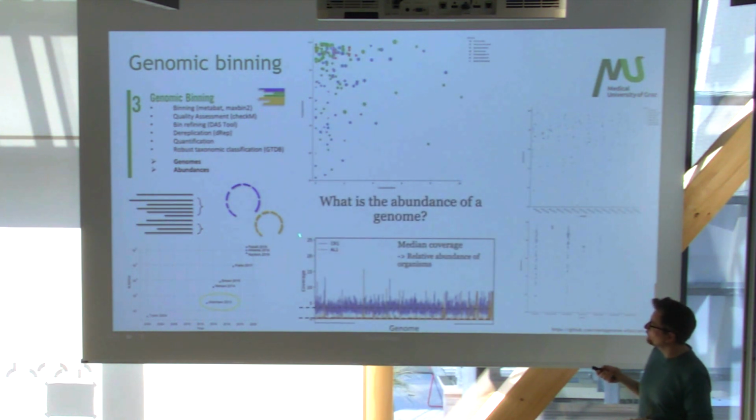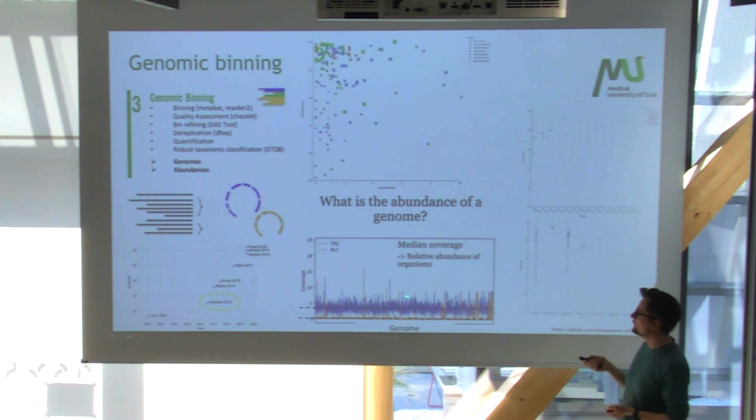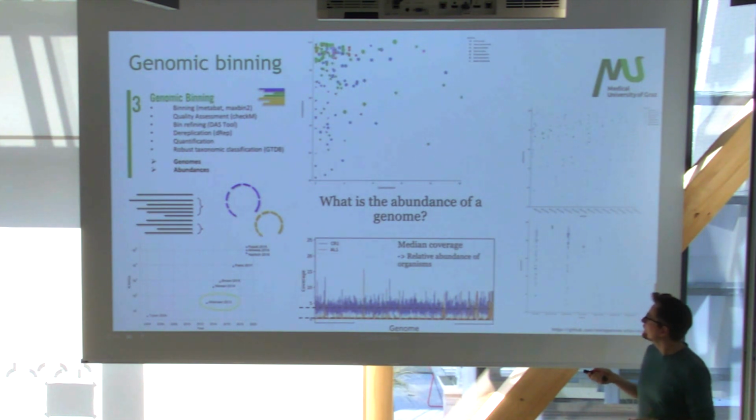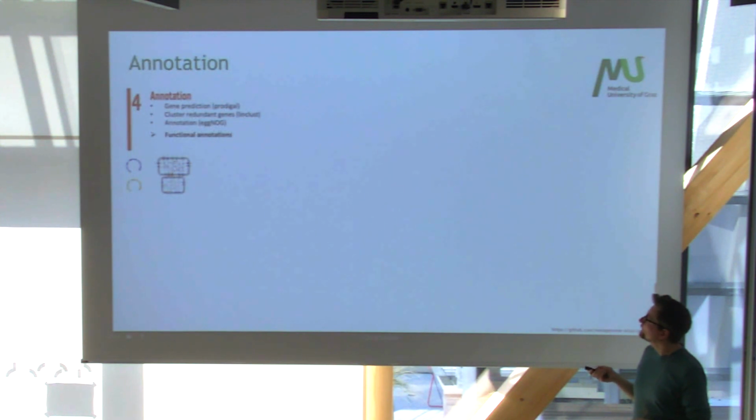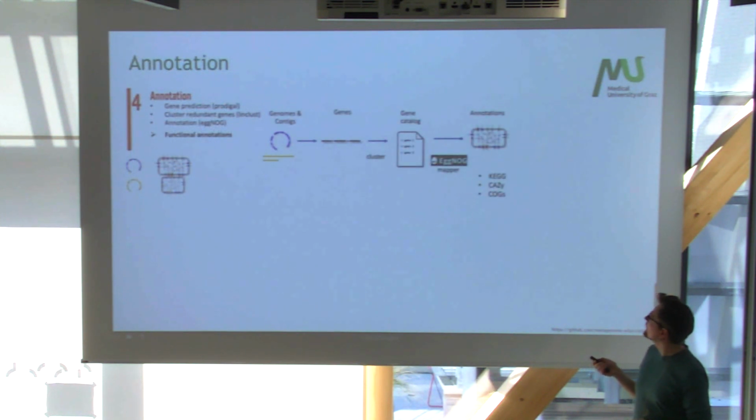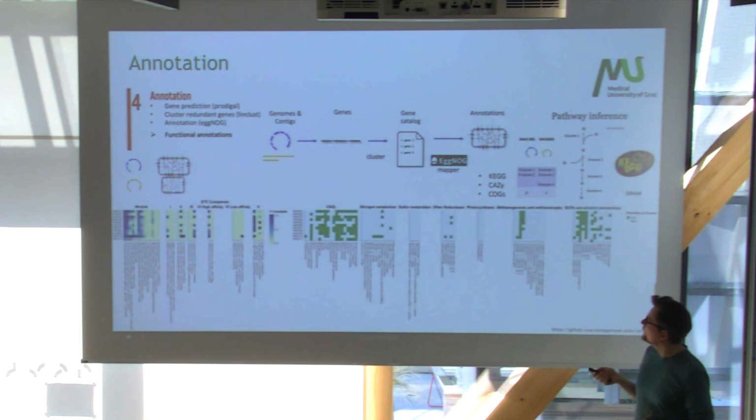Yeah, and then for sure we want to know how often we find this genome in the data set. This is also not that trivial, because you also have to consider that each genome has a different length and so on. So you usually work with median coverages to do that. Then the annotation, so we need to predict genes, we need to predict pathways, and we end up usually with such an overview. So the most important thing is whether pathways are present or absent in a genome.